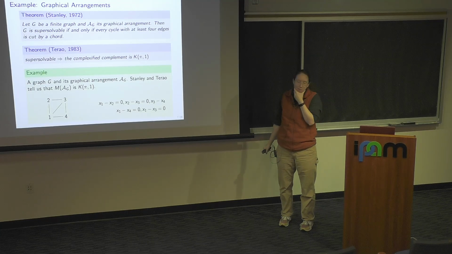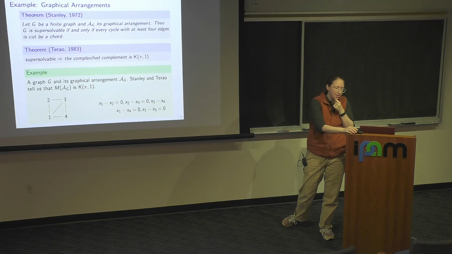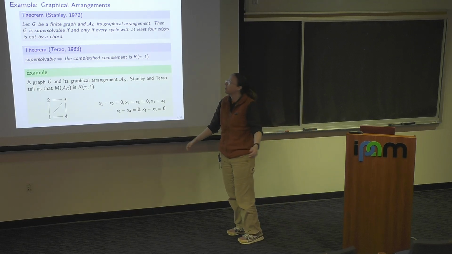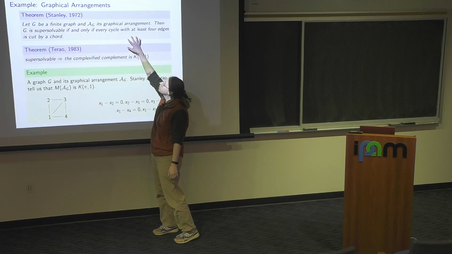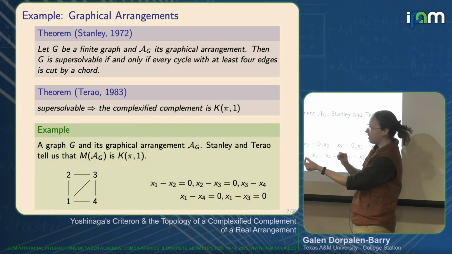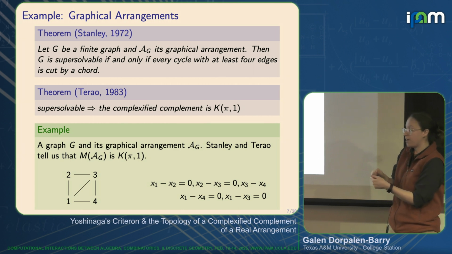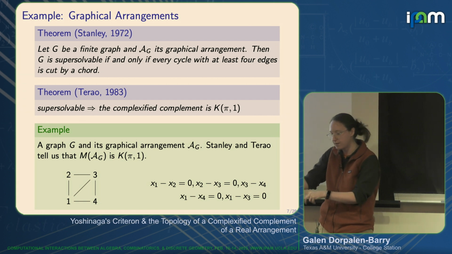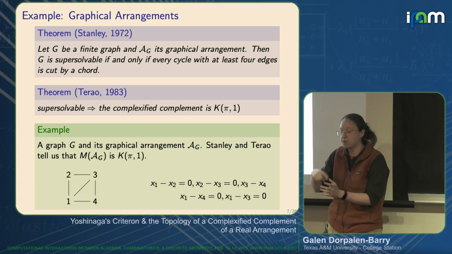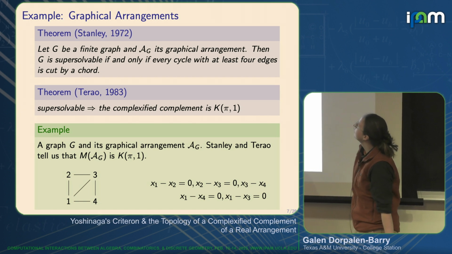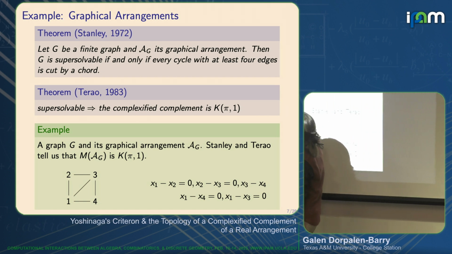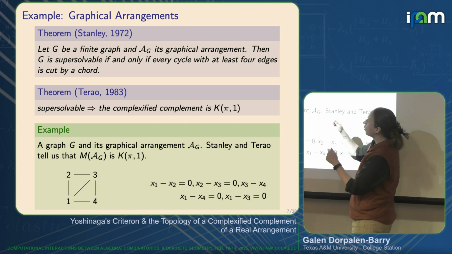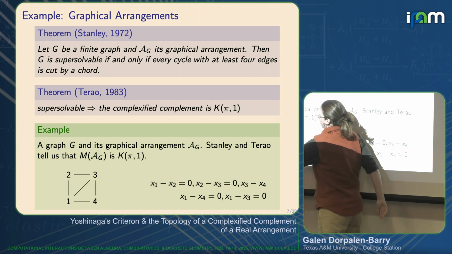Okay, I want to give you an example of why this is a subtle problem. When you have a graphical arrangement, this is very well studied. In 1972, Stanley gave a theorem that says, from a graph, you can define a hyperplane arrangement, and then you can study this hyperplane arrangement and ask what its topology is. He says there's some characterization called supersolvable that I won't explain, but it's equivalent for graphical arrangements to being chordal. So every 4-cycle is cut by a chord.